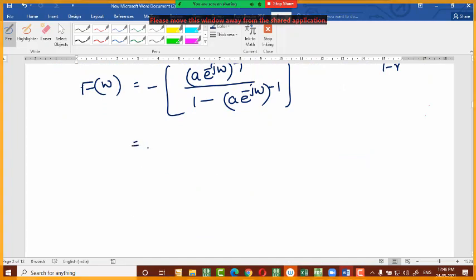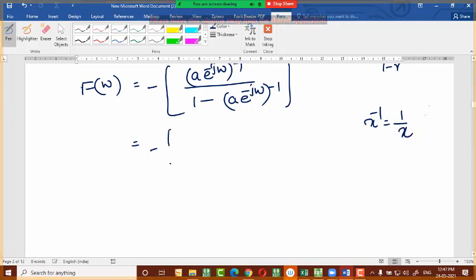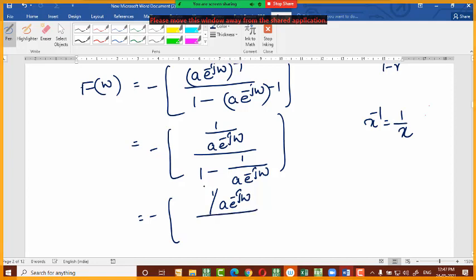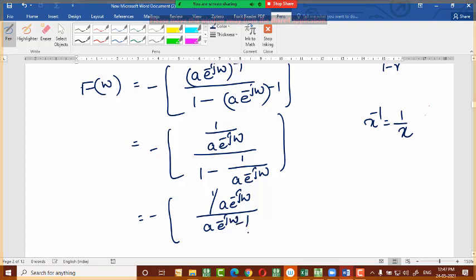So x power minus 1 means we can write 1 by x. So apply that one. Here a into e power minus j omega minus 1 is there. So I can write 1 by a into e power minus j omega by 1 minus, it can also be written as 1 by a into e power minus j omega. It is equal to minus of 1 by a into e power minus j omega by, cross multiplying or taking LCM, a into e power minus j omega minus 1 by a into e power minus j omega.